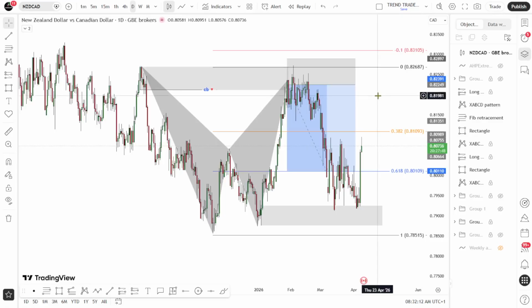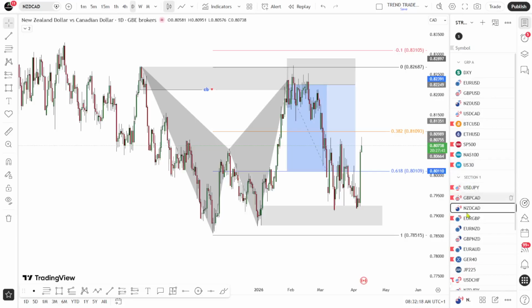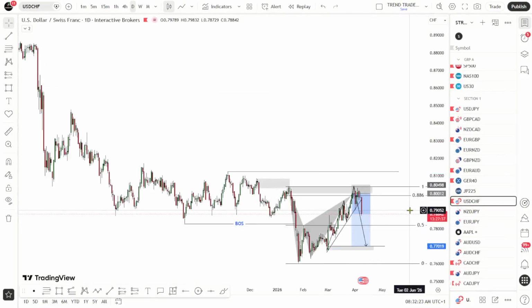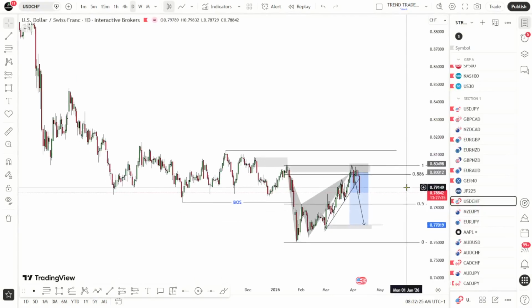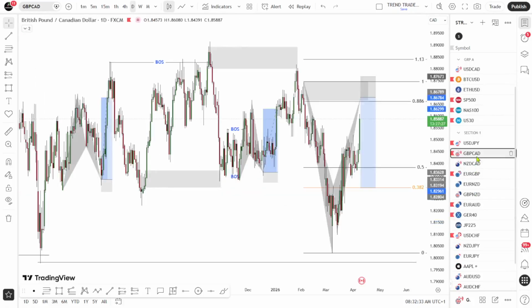on Euro card hit SL, and that's of USD CHF. It's increasing massive profits, and that's of, I'm trying to remember the ones I sent out for you guys. And GDP card also hit SL.